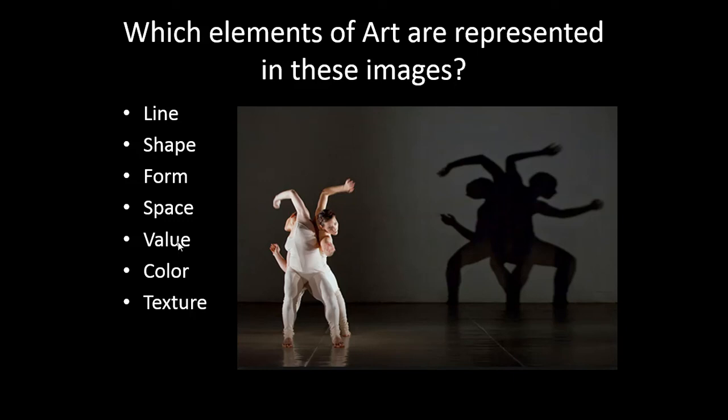What about value? Value, these are the lightnesses and darknesses of color. So for example, this shadow has a very dark value and these white clothes have very light value. You can see the shadow contrasting against the light green wall. Color. We've got our dancers in color and our shadows just more like a black and white grayscale representation. And texture. Definitely more texture with our dancers than there is in their shadow. So that's just kind of how that works.